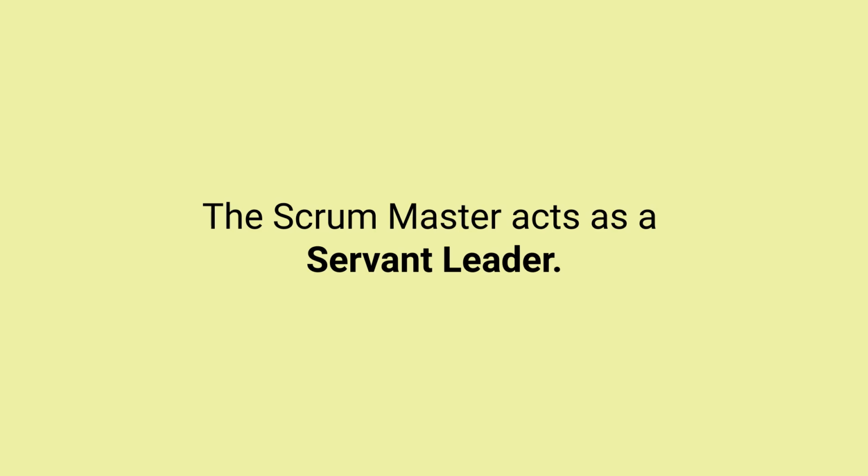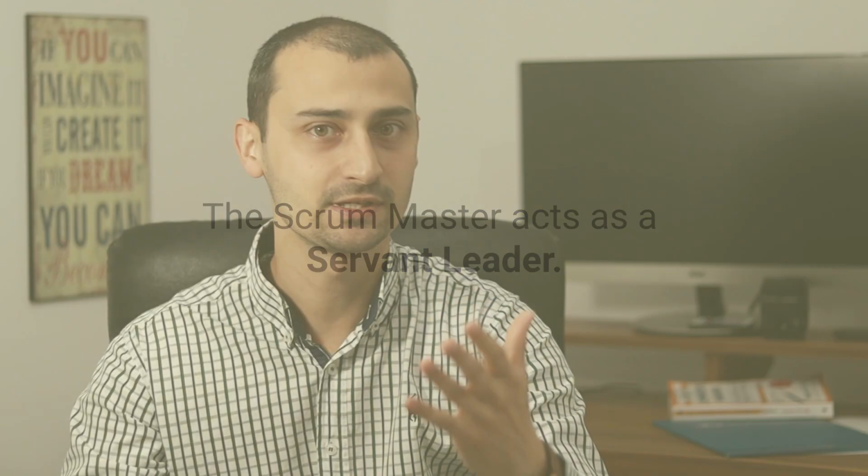Next, the Scrum Master acts as a servant leader. This is a leadership style. Many leadership styles exist, such as authoritative, democratic, transformational leadership, and so on. But what is servant leadership all about? It is simple. It's about serving others. That's the main goal of the leader. The Scrum Master serves the product owner, the development team, and the whole organization.